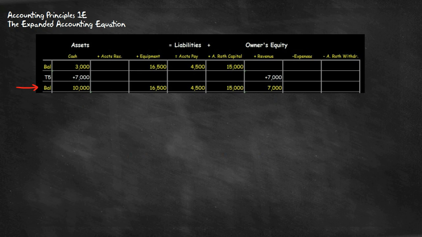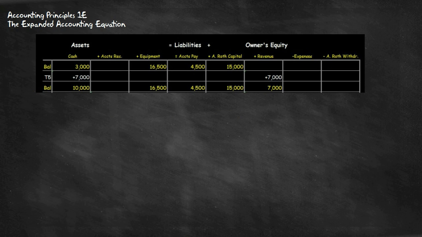We carry down our balance of $16,500 for equipment, $4,500 of accounts payable, $15,000 of capital, and then our revenue total of $7,000. We also do a quick check to verify the accounting equation balances. Here, assets total $26,500, and liabilities and owner's equity also totals $26,500. Thus, the accounting equation balances.